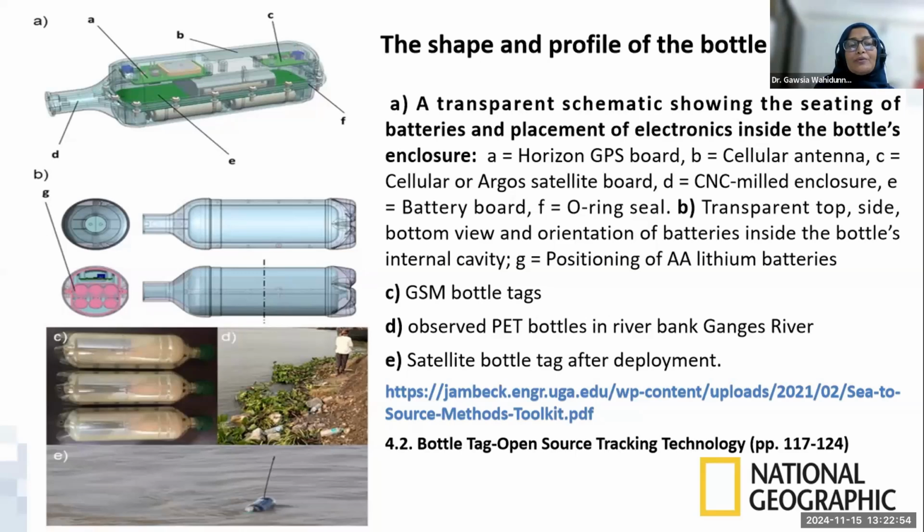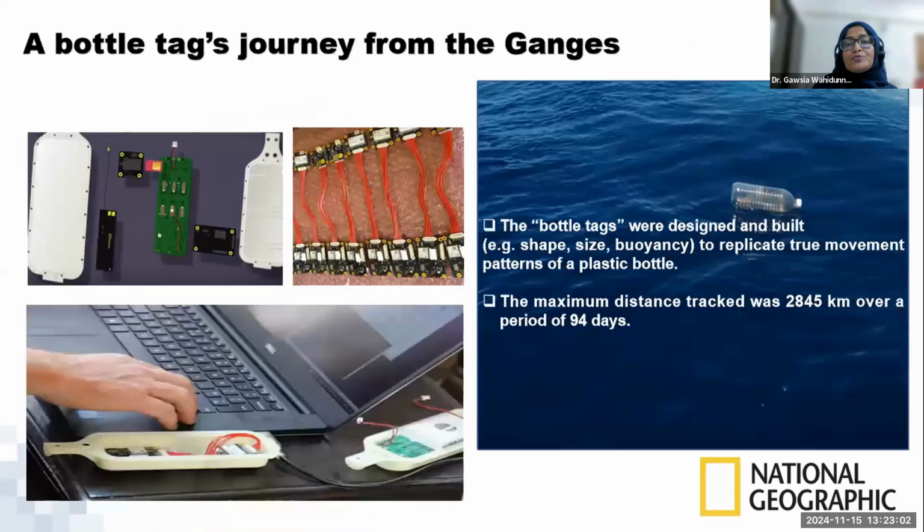This slide shows the design of the satellite bottle tag and how we used it. It has an inbuilt circuit. Also, it has a mobile phone SIM, and the bottle tag was designed considering the shape and size to replicate a PET bottle, like a 500 ml water bottle. We tracked one bottle for 94 days.